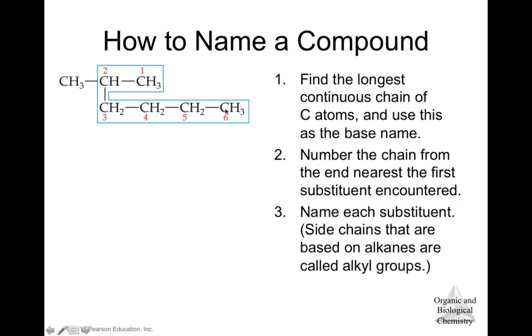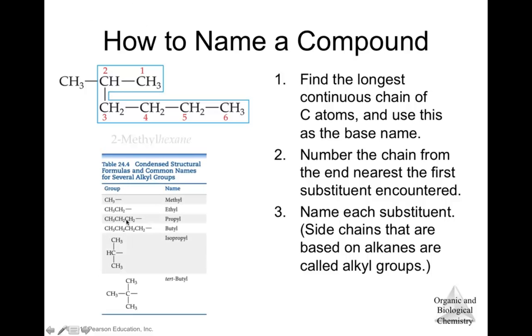And name each substituent. Side chains that are based on alkanes are called alkyl groups. So this is a methyl group. For methane it is methyl. If we have ethane it is ethyl. These are substituents. If we have propane it is propyl. If we have butane it is butyl. If we have isopropane it is isopropyl, or tert-butane is tert-butyl. Here this one comes from methane, so it's a methyl. So it's 1, 2, 2-methyl, and we have a chain of 6, hexane. So that's the name of this compound: 2-methylhexane.